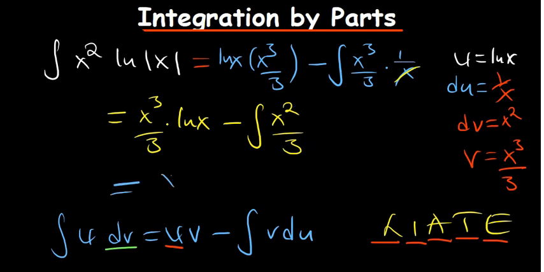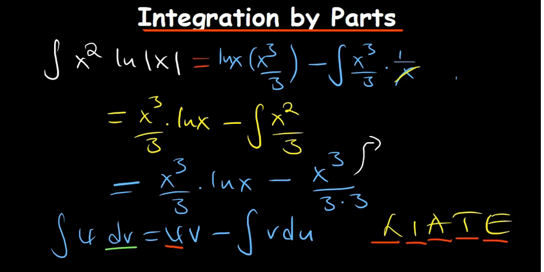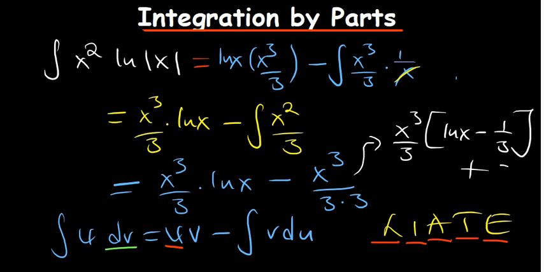So we have x to the power 3 over 3 natural log of x, and then minus, the power will become 3, and then we divide by an extra 3. I've left it in that form to show you that we can still factorize if we want to. So what's common? X to the power 3 over 3 is common, and then we remain with natural log of x minus 1 over 3. Plus c, of course. You can add a c at the end. So that's the integral for that.